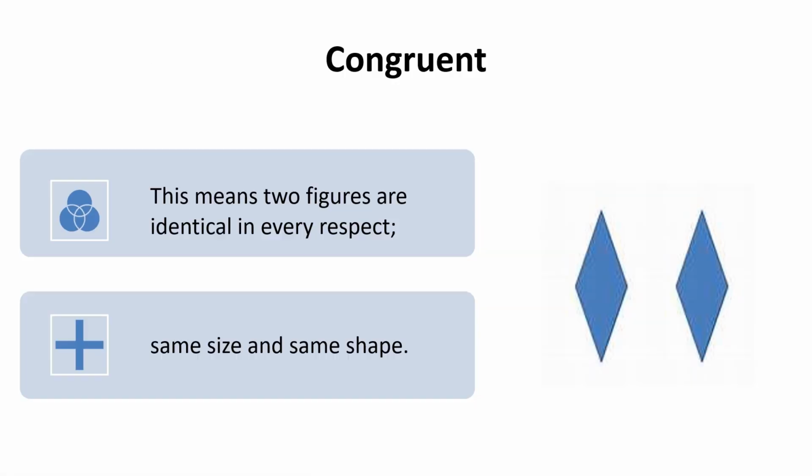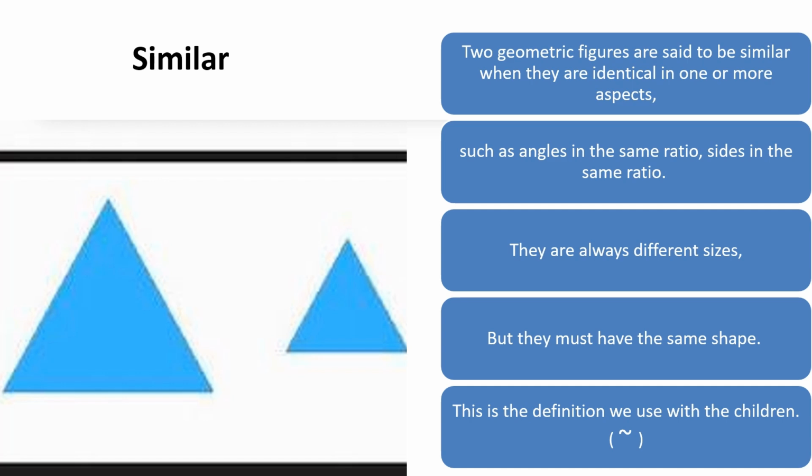Congruent. This means 2 figures are identical in every respect, same size and same shape. Similar. 2 geometric figures are said to be similar when they are identical in one or more aspects, such as angles in the same ratio, sides in the same ratio. They are always different sizes, but they must have the same shape. This is the definition we use for the children.